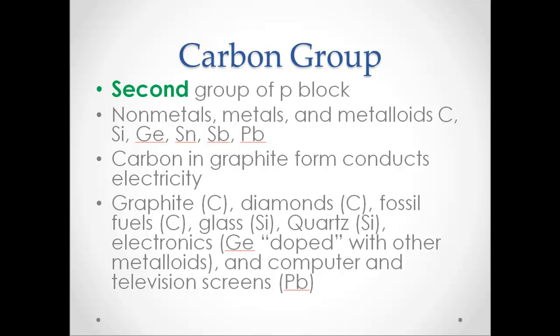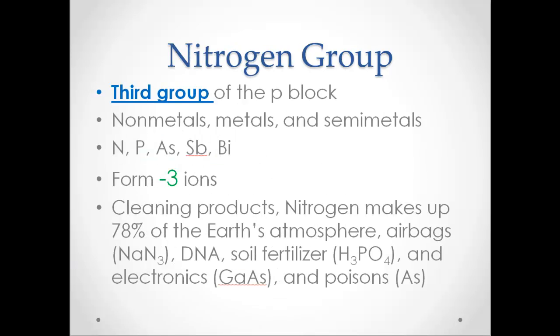Quartz, silica, so if you have a quartz-faced watch, it's using silica. Electronics, we use germanium that has other metalloids in it, and this produces semiconductors. Okay, then we have the nitrogen group. Third group of the P block starts with nitrogen, easy to remember.